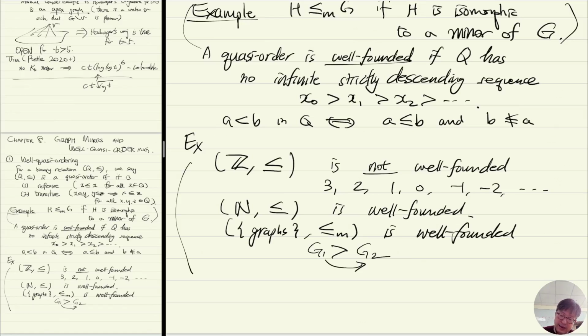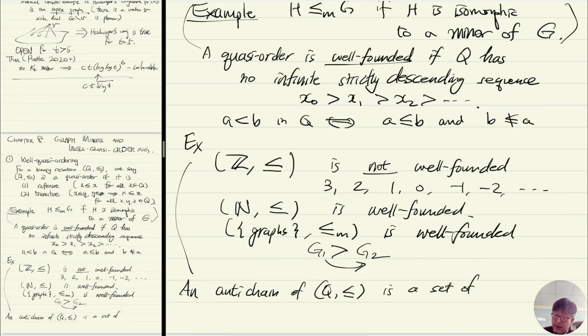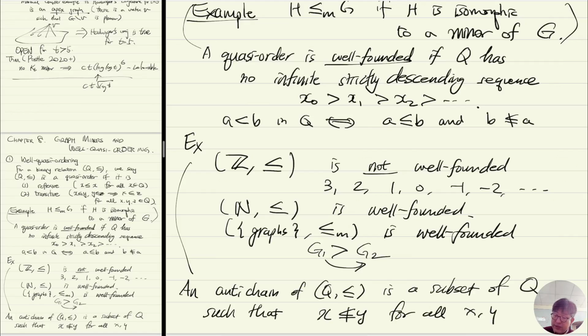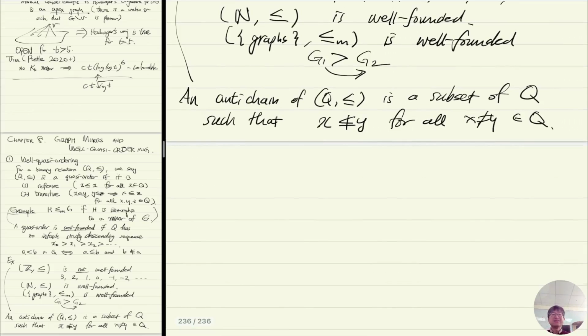And an antichain of a quasi-order, same as an antichain in a partial order, is a subset of Q such that x is not less than or equal to y for all distinct x, y in the subset. Then it's an antichain.